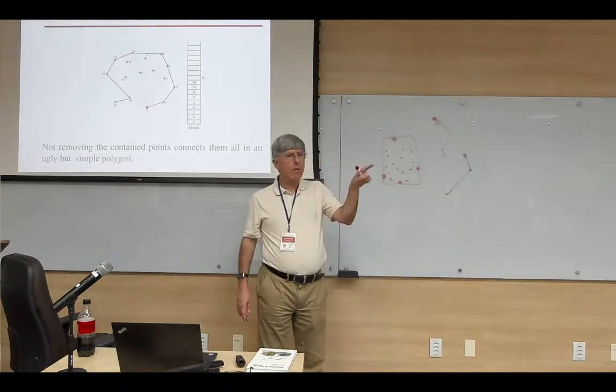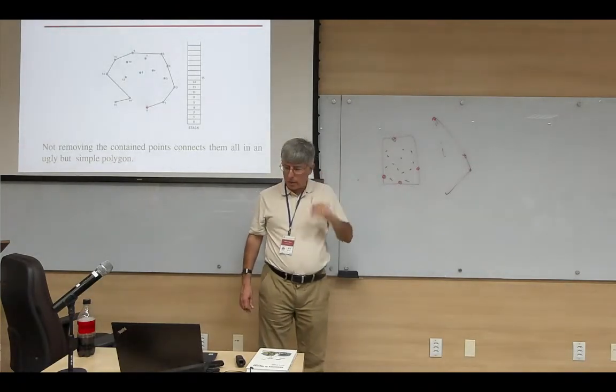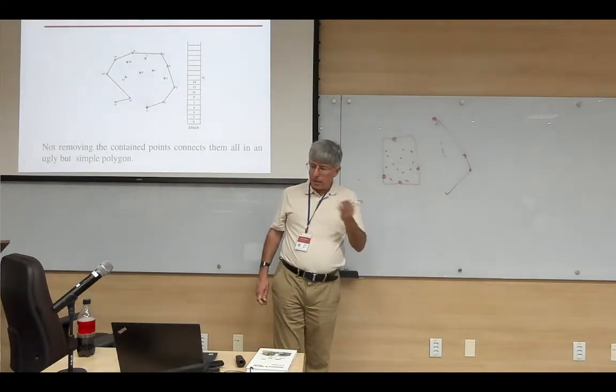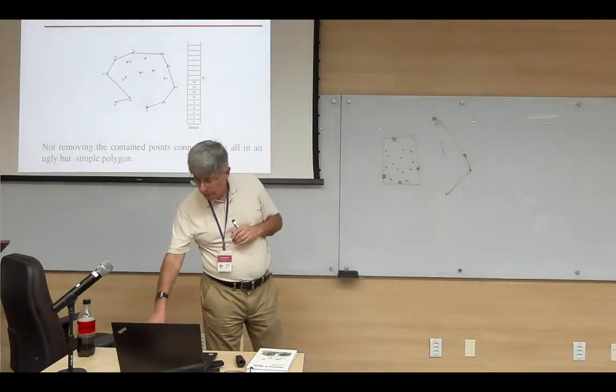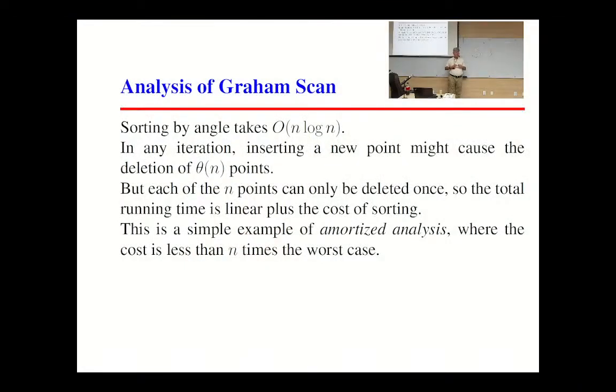Everybody's familiar with how Graham scan works, right? You sort the points by angle and you incrementally insert and then delete the ones that don't do so well. What's the running time of Graham scan? Linear. Well, it's not linear, but you have to sort by angle, right?